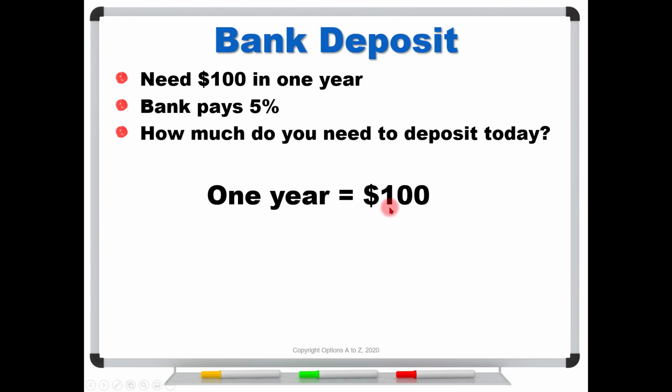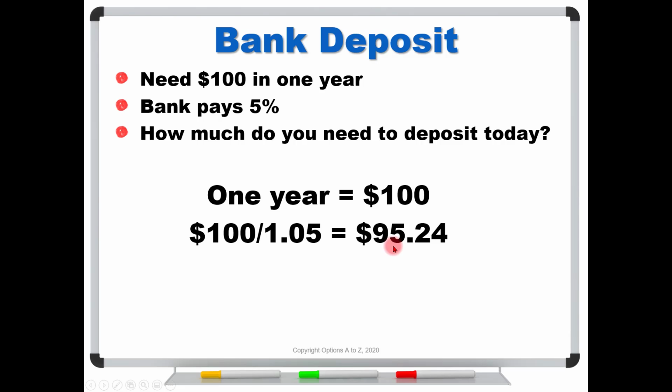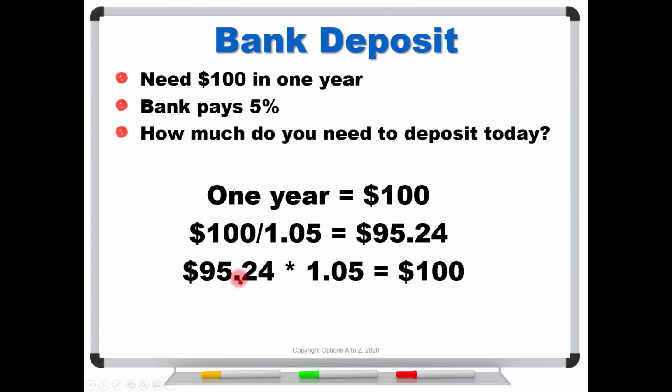It's fairly easy to figure out. In 1 year, you need 100. This is what we call the future value. So we're just going to back into it. We're going to take this future value and divide it by 1 plus the interest rate, 1.05, and that gives us 95.24. So there's your answer. You'd need to deposit $95.24 today. And to check the math, 95.24 times 1.05 gives us the required $100 balance in 1 year.